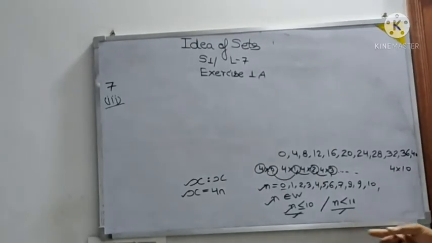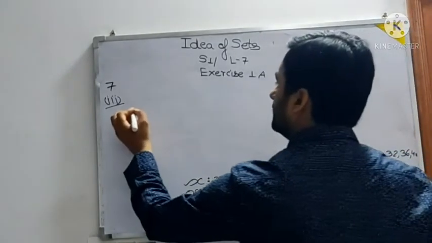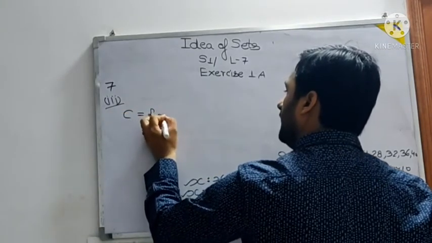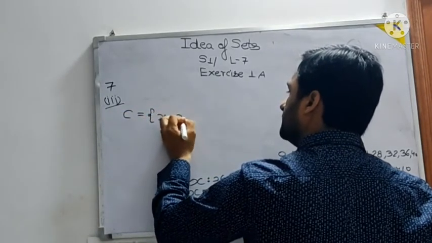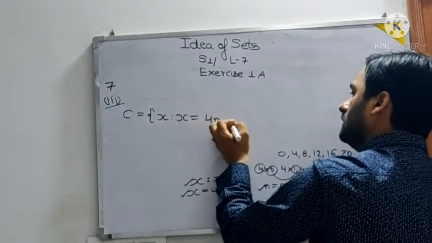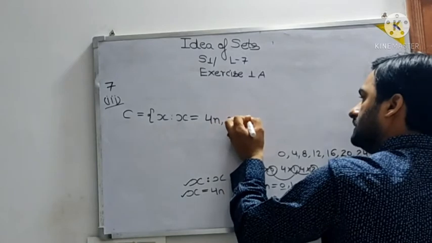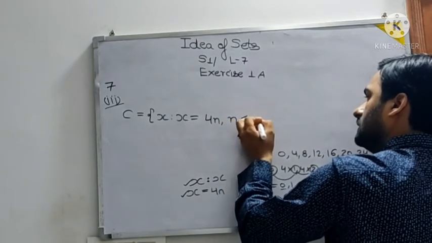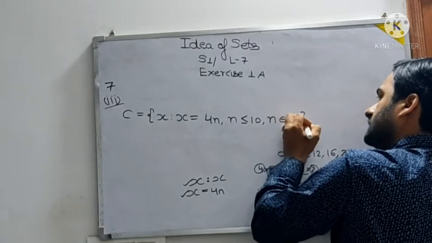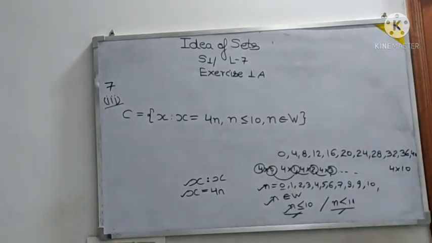With the book it is written like this. What to write as C is equal to x such that x is equal to 4n, n is less than or equal to 10, and n is an element of whole numbers. Is that clear to all? If that is clear, then let's take the next part.